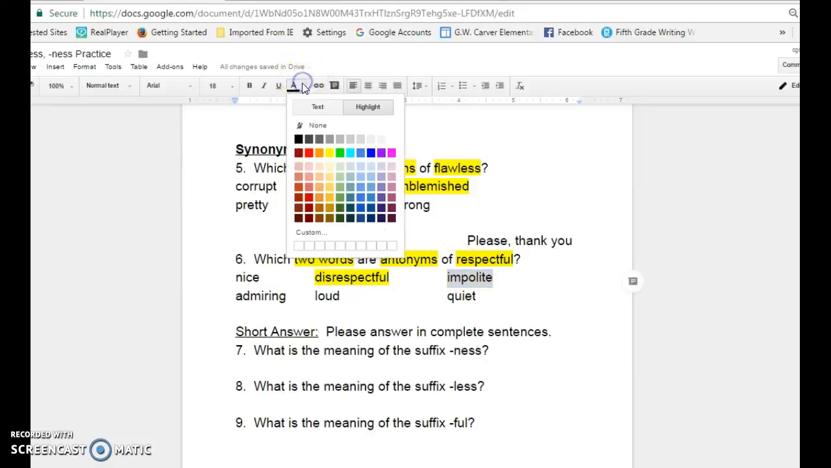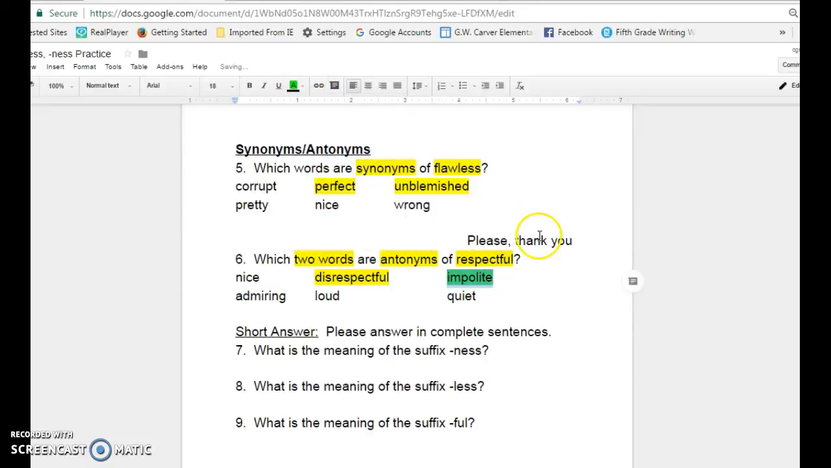Impolite is an antonym for respectful. Okay. Nice. Is that an antonym for respectful? No. It's almost a synonym. Although I know some nice people that don't always have the best manners.